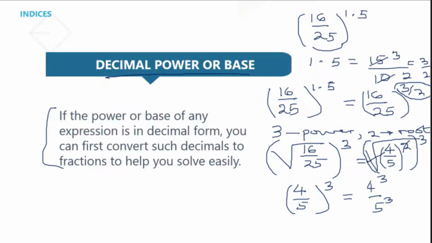Remember the product power rule. You can rewind back to look at it again. So 4 raised to the power 3 is 64, and 5 raised to the power 3, that's 5 times 5 times 5, is 125. All right, that's it for this. We're taking more examples, so let's look at another example.